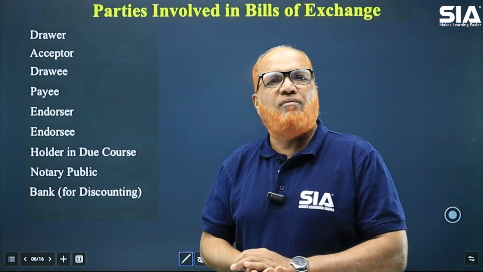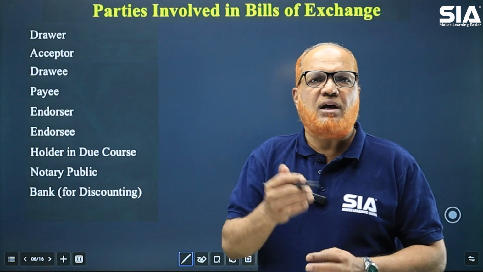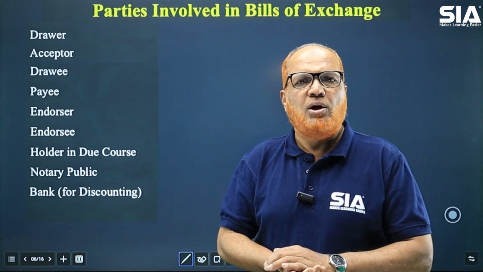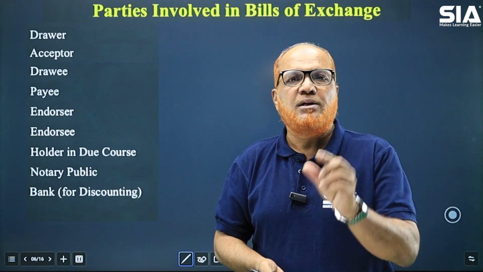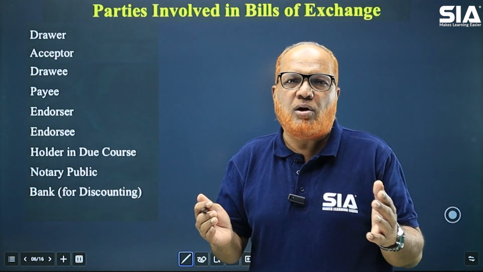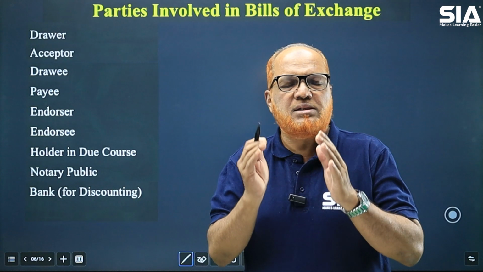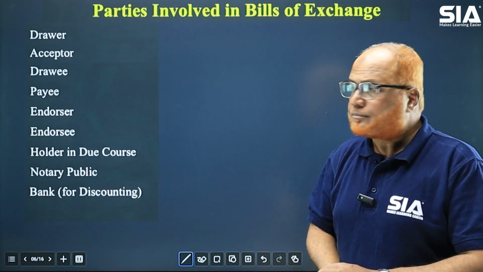Because in examination, very often they will ask you, who are the different parties? Individually, they will ask, who is a drawer, who is a drawee, who is an endorser, who is an endorsee, who is the party that is called holder in due course, who is notary public. So without understanding this, you cannot do the problems also. So I'll try to explain you in simple manner. Easily you can understand the parties.